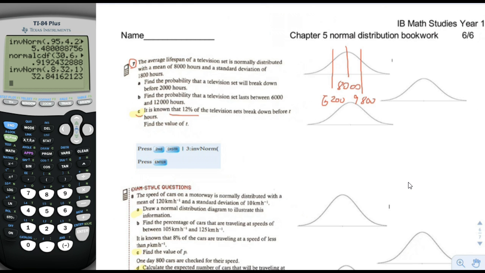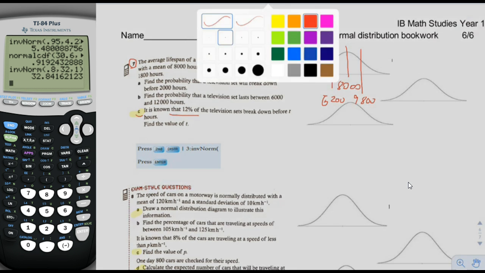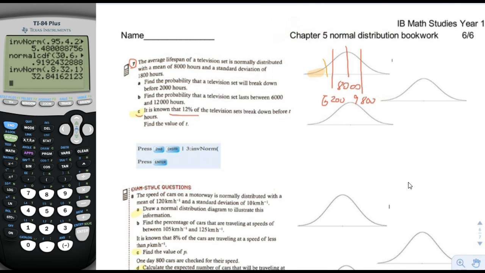All right, so we've drawn our picture. It is known that 12% of the television sets break down before T hours. Only 12%, so that is actually a very small area. It's 12% before T hours, so that would be less than T hours. So that would be like a little region over here, right? Because we're talking about a region that is less than a certain amount, which happens to be named T. So less than T hours, there's 12% here. So there's 12% less than T hours, it's 0.12.